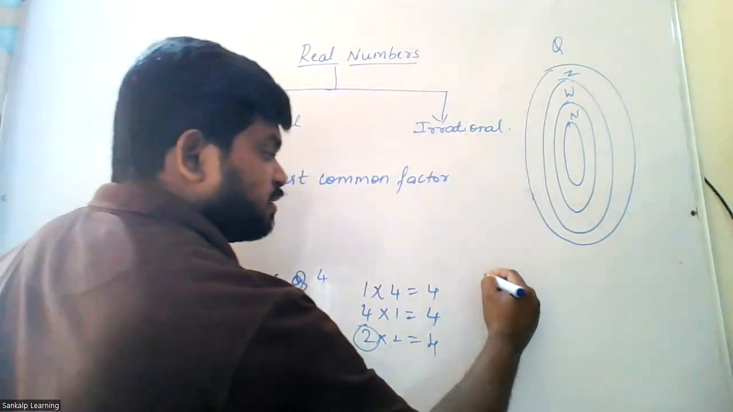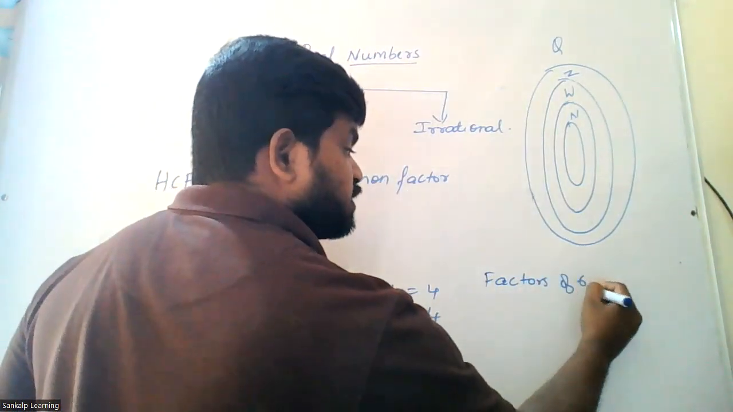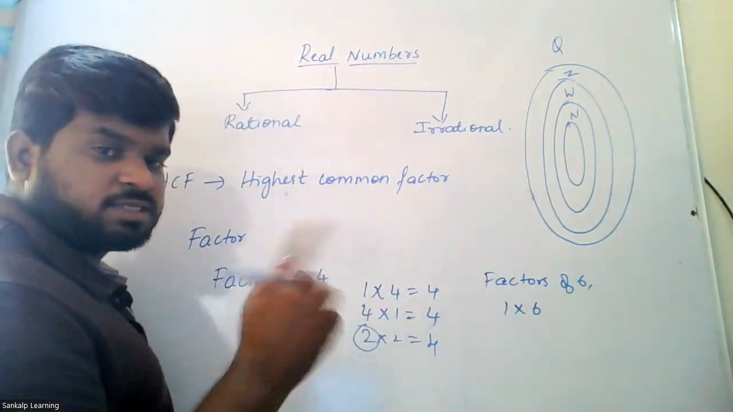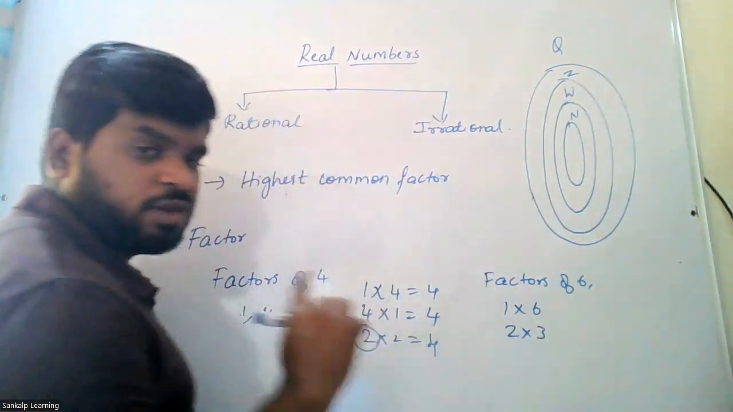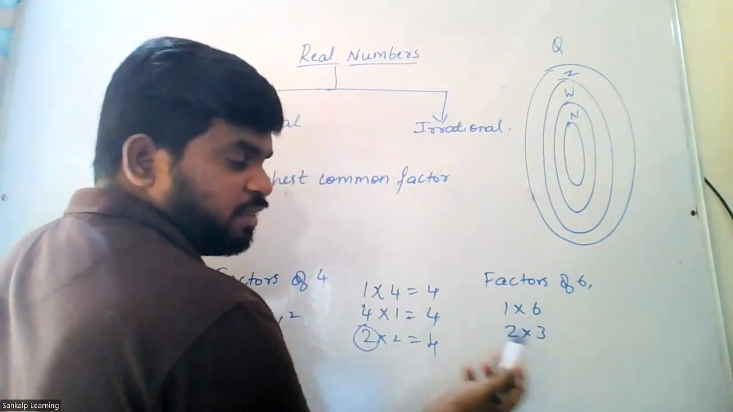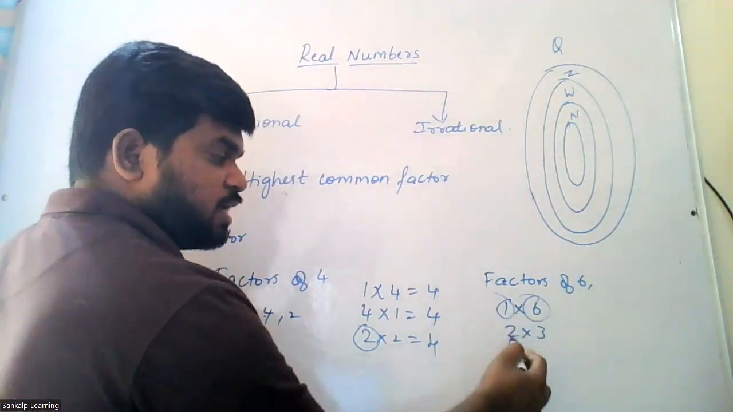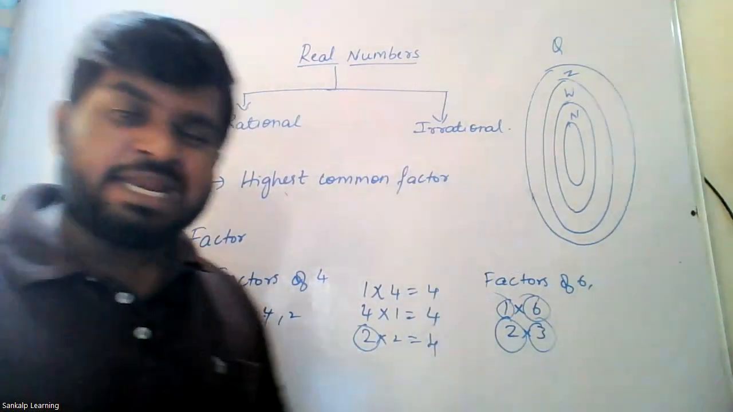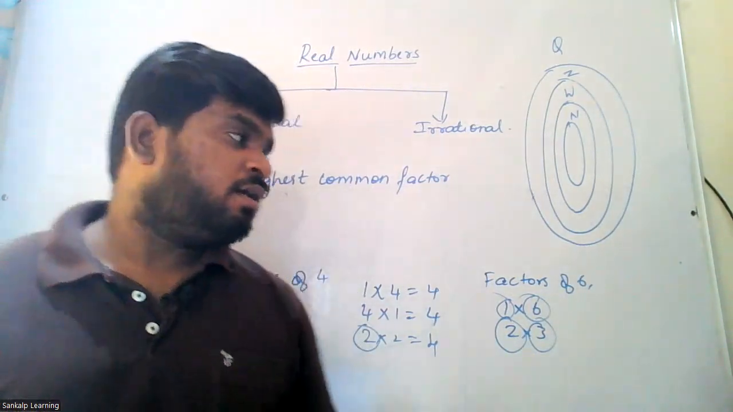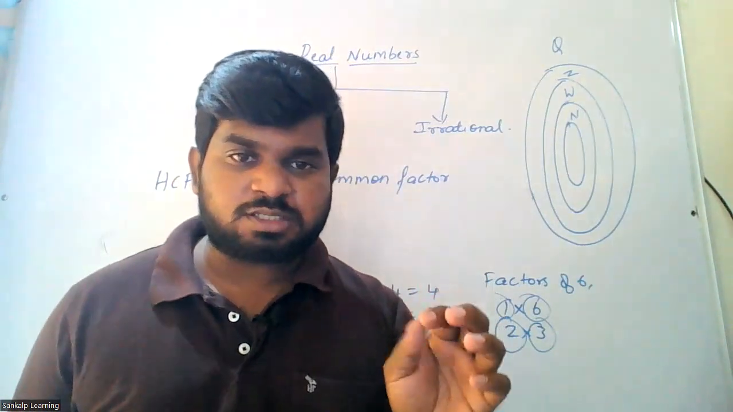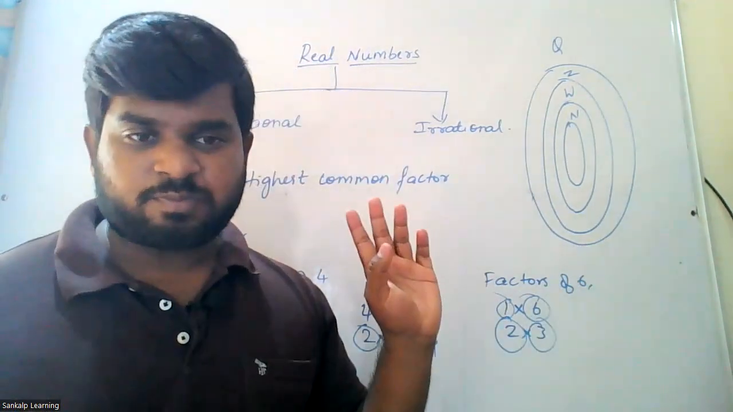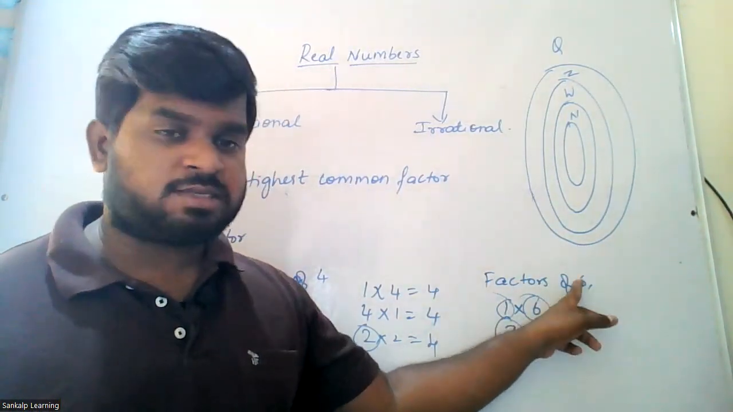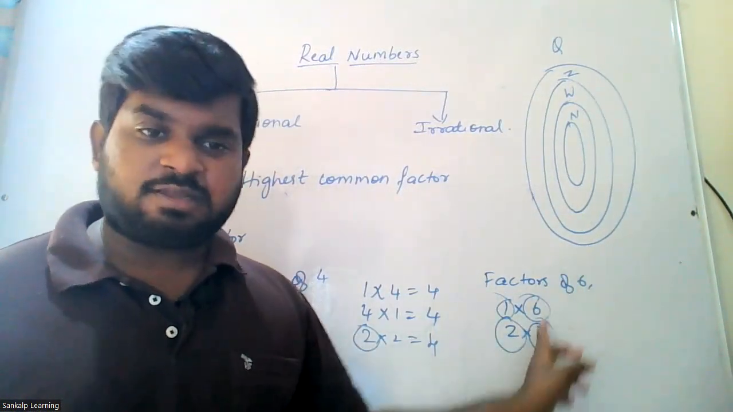Let's take factors of 6. If I want to get 6, which are the numbers that I have to multiply? 1 into 6 or 6 into 1, then 2 into 3 or 3 into 2, both are one and the same. The numbers that I've used here are 1, 6, 2, 3. So the factors of 6 are 1, 2, 3, 6. In another word, factors of 6 are nothing but those numbers which will exactly divide 6. Which are those numbers that divide 6? 1 divides 6. 1 will divide all the numbers. 6 divides itself. 2 divides 6. 3 divides 6.